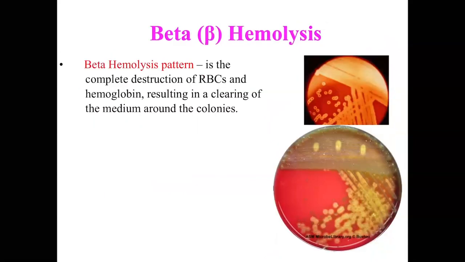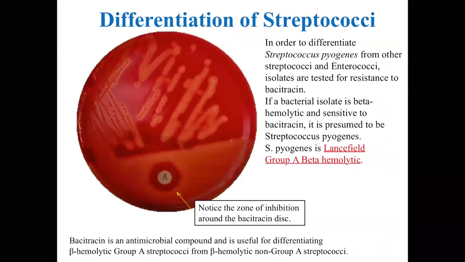Okay, now beta hemolysis is the total breakdown of the blood. So you can see very clear zones around the colonies. It's a complete destruction of the red blood cells, so it clears the media around the colonies.